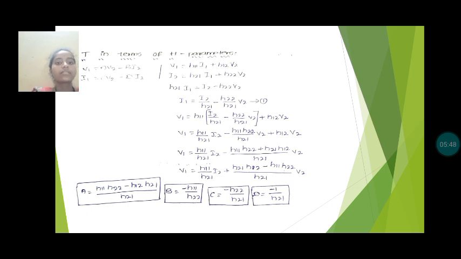Here are the formulas. A equals (H11 H22 minus H12 H21) by H21. B equals minus H11 by H21. C equals minus H22 by H21. D equals minus delta H by H21.